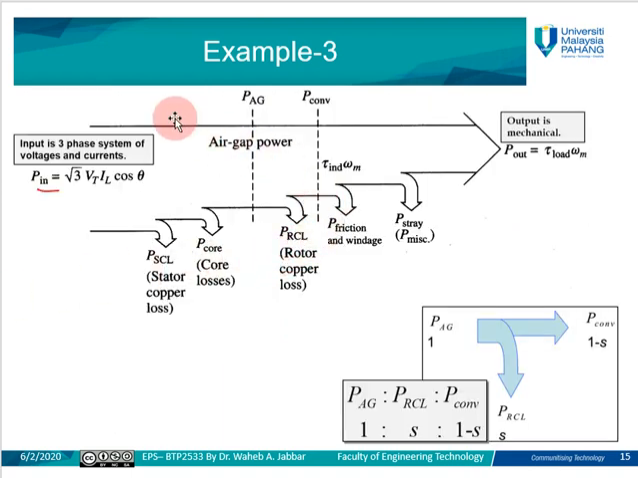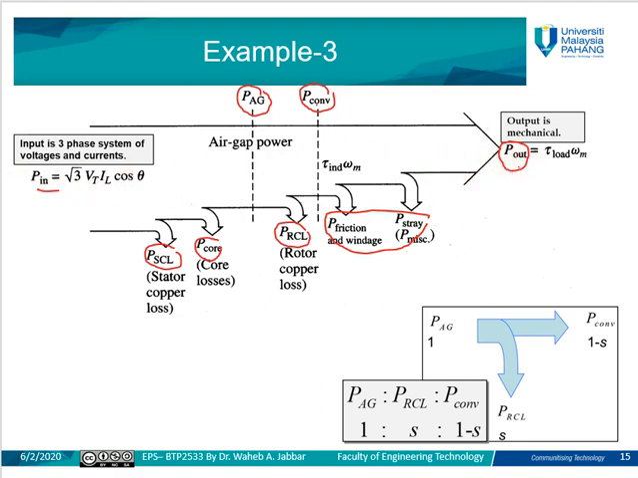P converted is here, and this will be the P out. So we need to find these two values. In order to reach this point, we need to find the stator copper loss and the core loss. Then we can find the P air gap. From P air gap, we deduct the value of rotor copper loss, and we can find the P converted. From the P converted, we deduct the value of mechanical losses, and we get the value of P out.